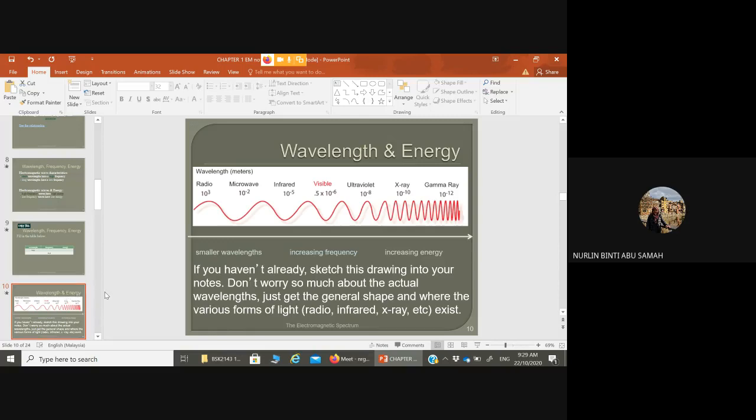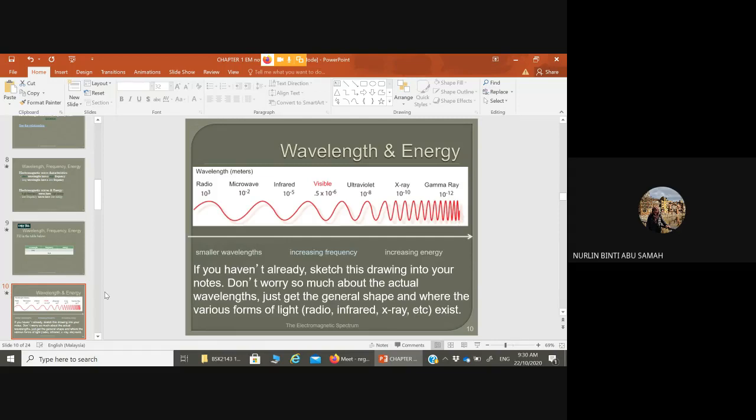Okay, so here I want to explain about the electromagnetic spectrum. When we talk about electromagnetic, we always refer from radio to gamma ray. So you must know this order so that you can understand why each of these electromagnetic regions is in this order. There's a reason behind that.